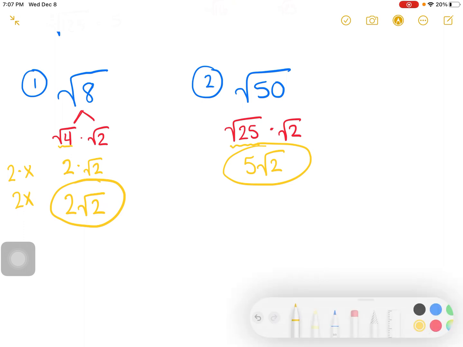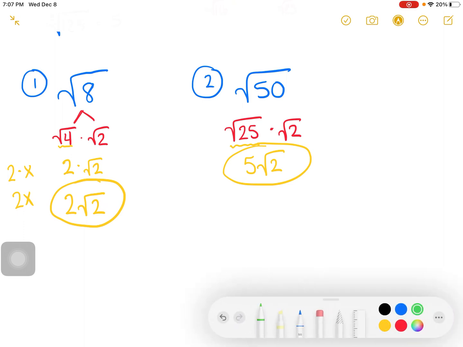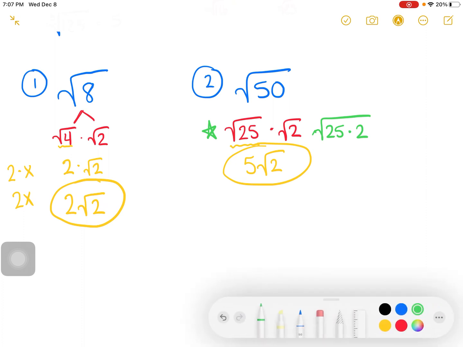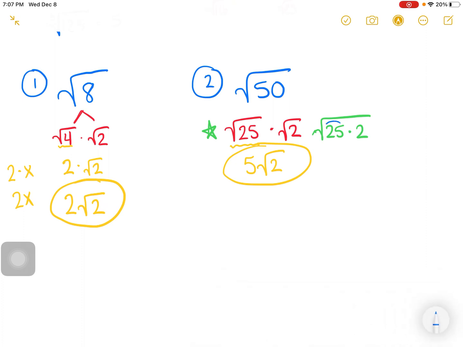Okay? Now I do want to show you another way that I write these sometimes. Instead of separating these out into two separate radicals here, sometimes I will just write it all under one like this. Break it apart like that, and then realize that I can solve this part. The square root of 25 is 5, and I just bring that to the outside. That's how I'm going to do the rest of them, but I wanted to show you both ways to write it.